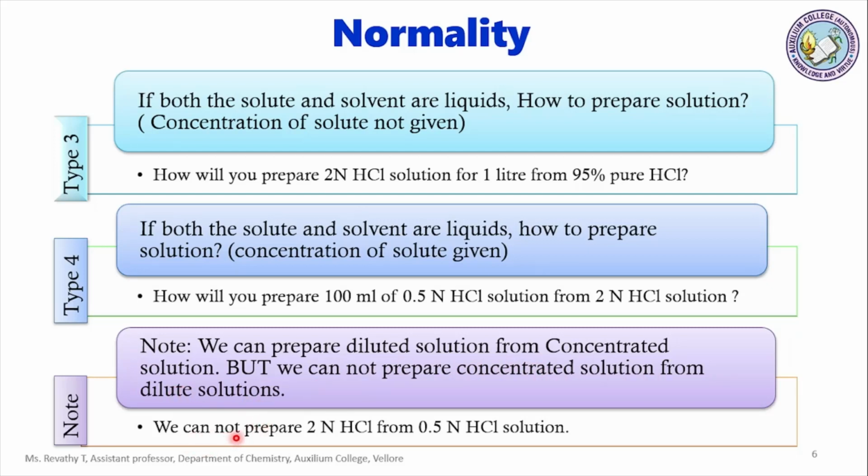So you can see here we cannot prepare 2N HCl from 0.5N HCl because 0.5N is lower concentration and 2N is higher concentration. We cannot prepare higher concentrated solution from lower concentrated solution.